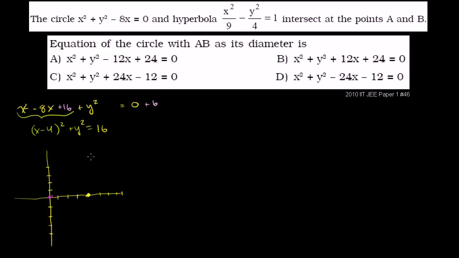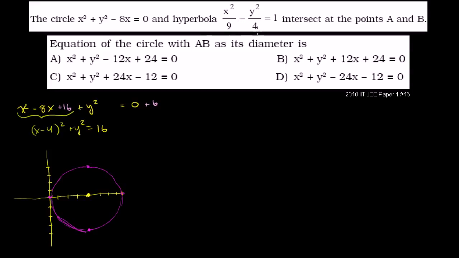Let me draw that a little bit neater. That point and that point are all going to be on our circle. So my circle is going to look something like this. It's not drawn as neatly as it could be, but I think you get the general idea. This is our circle. Then they have a hyperbola.